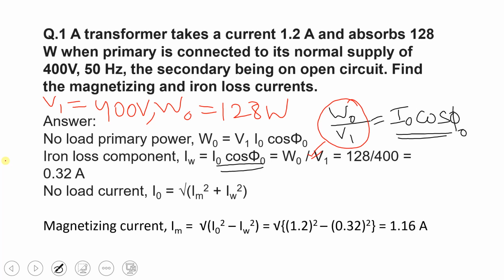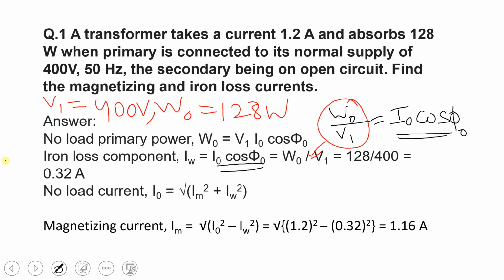Then moving to one practice numerical. A transformer takes a current 1.2 ampere and absorbs 128 watt when the primary is connected to its normal supply of 400 volt 50 hertz, the secondary being on open circuit. Find the magnetizing and iron loss currents.